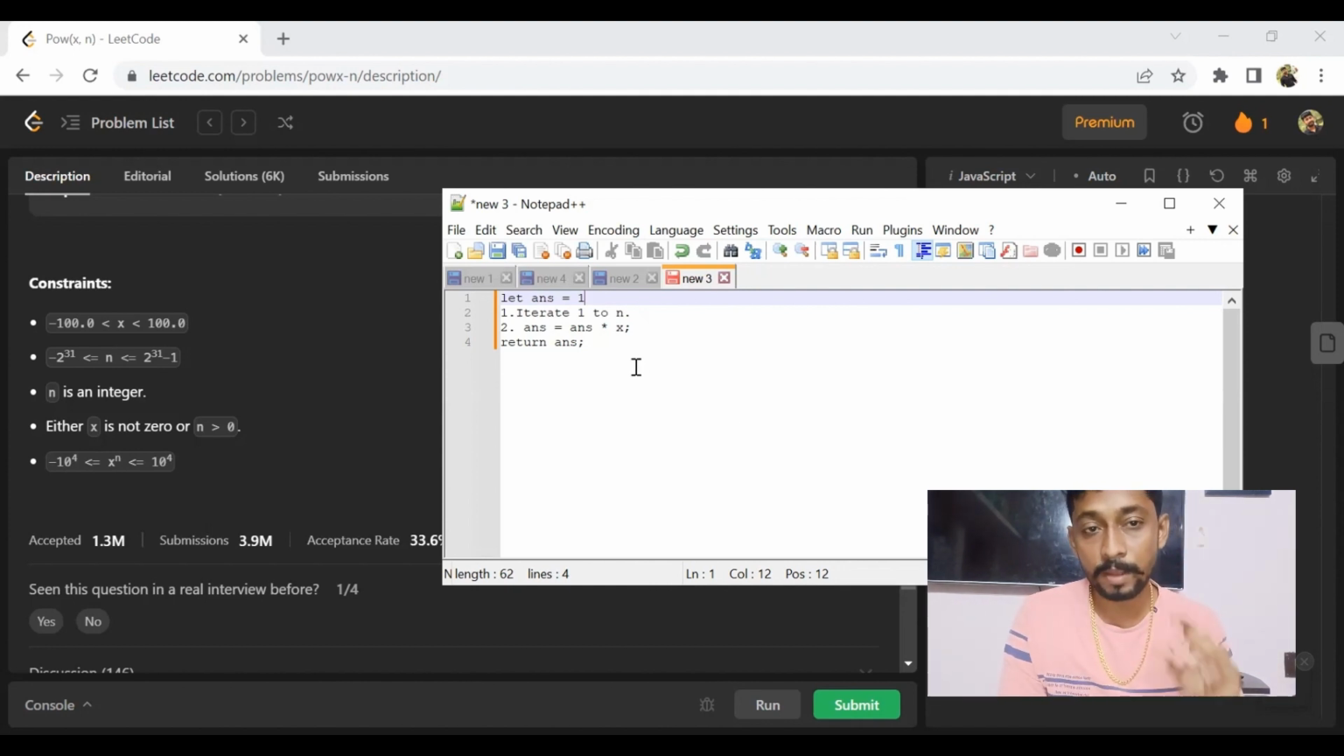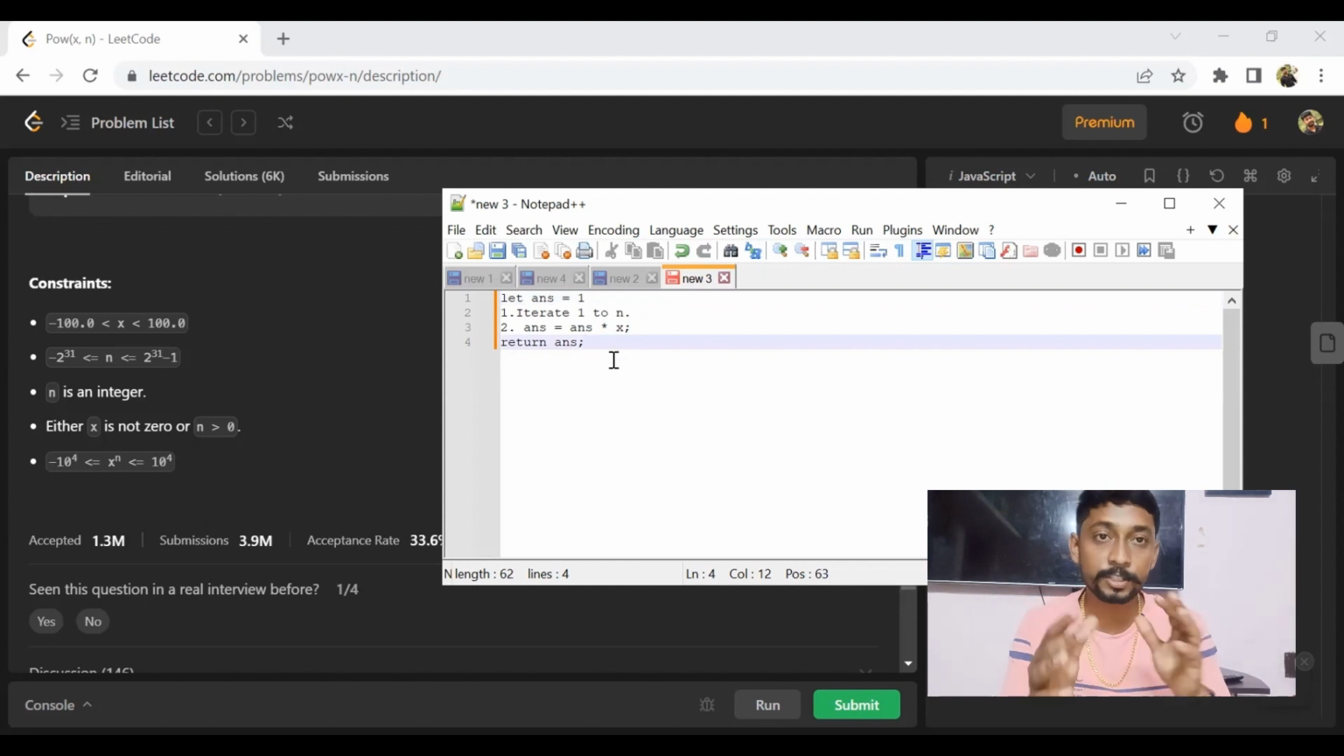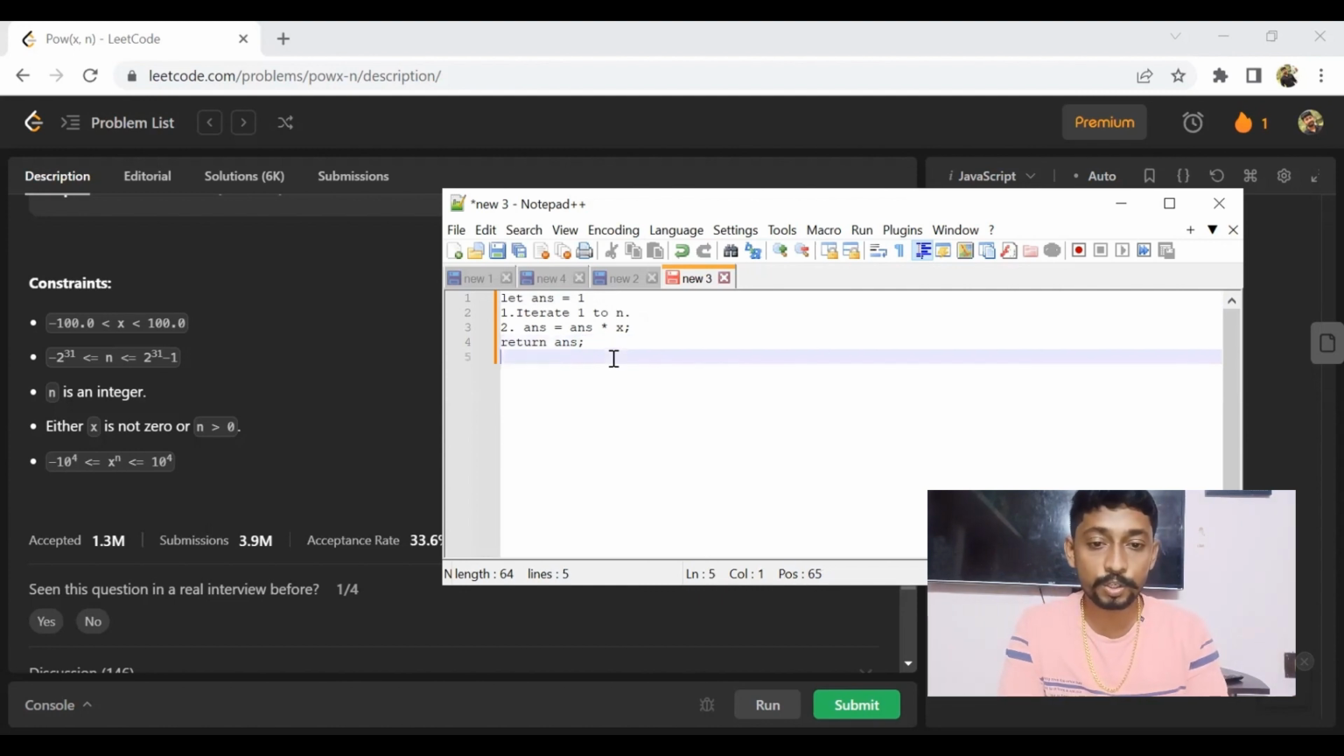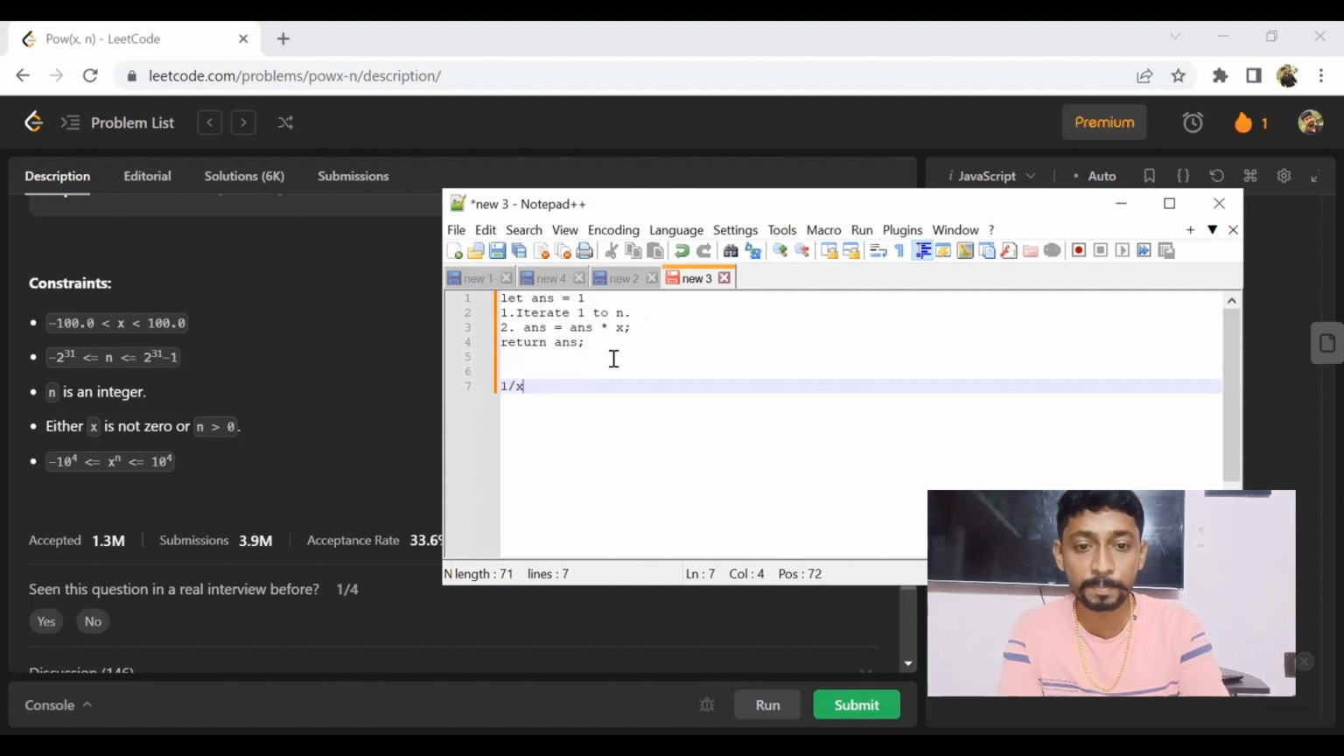Then I will ask one question to you. This is working fine where n is a positive integer. So what about a negative integer? Actually in this problem statement you have to write a corner case for the negative number also. So in that case you have to figure out 1 divided by x to the power of n.